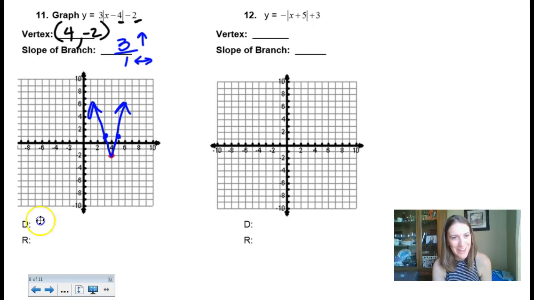All right, domain, negative infinity to infinity. And range of, watch the y value, it's down at negative 2. So negative 2 to infinity.